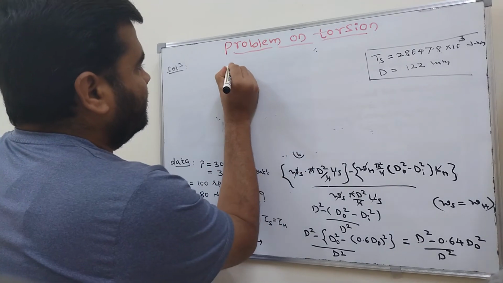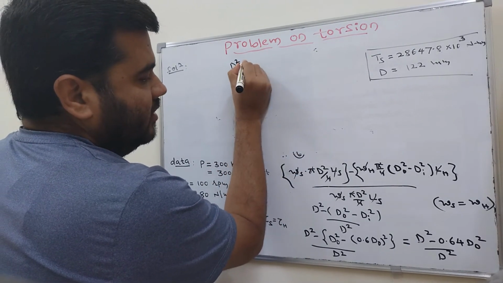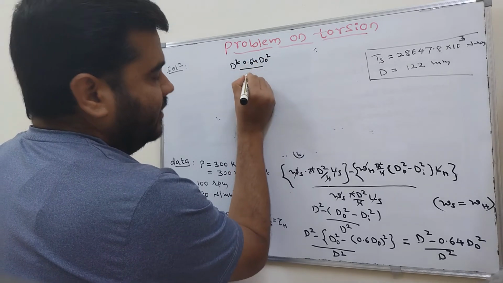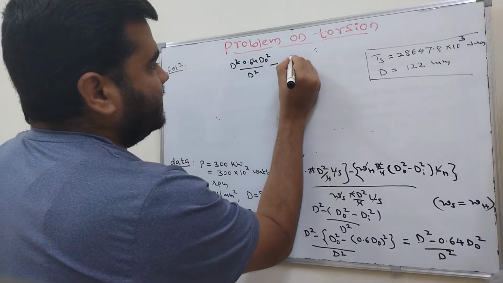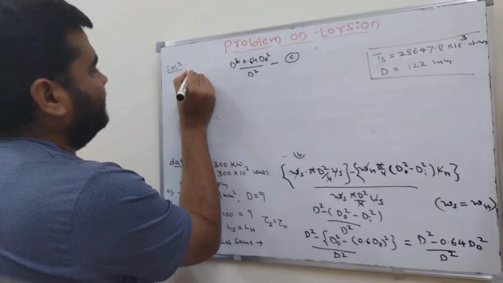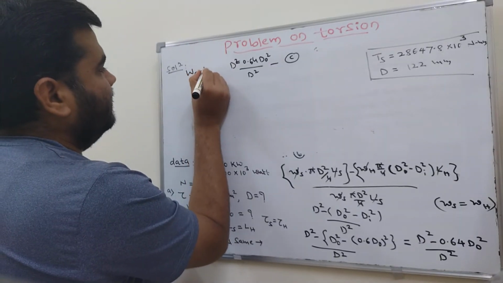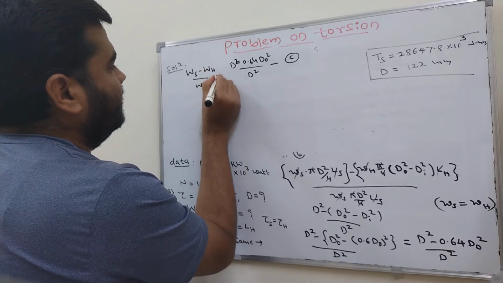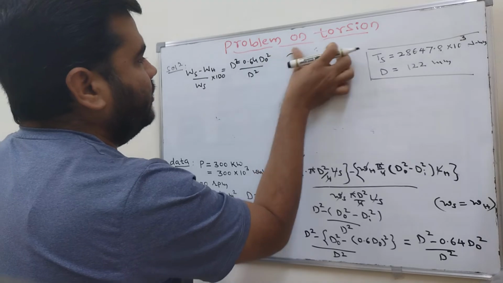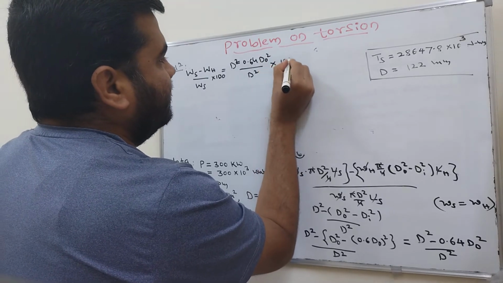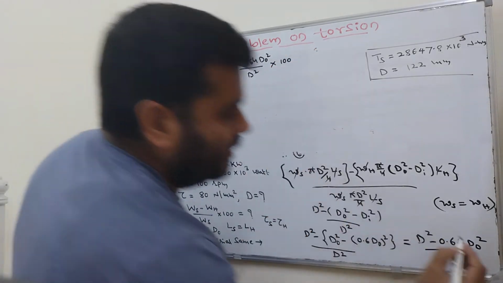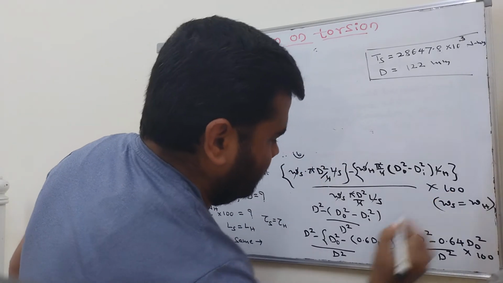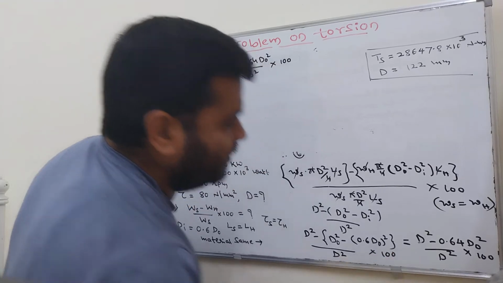That is d square minus 0.64 d naught square divided by d square. This I'll call equation number C. This is weight of solid minus weight of hollow divided by weight of solid into 100, equal to, here also into 100, in all cases into 100.